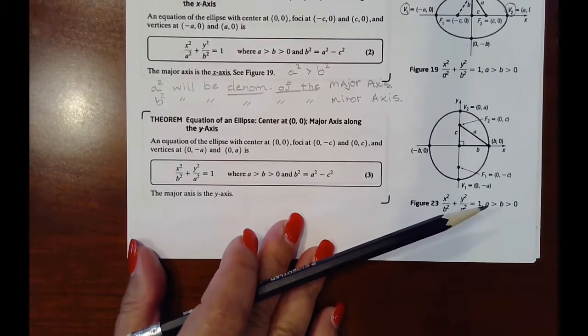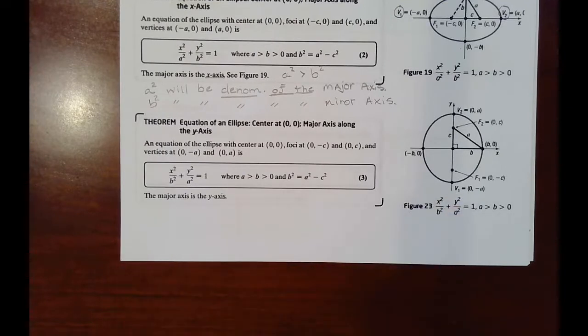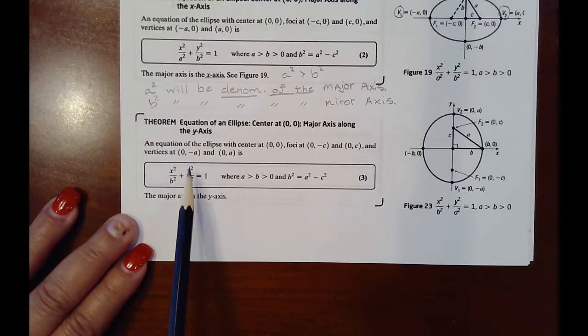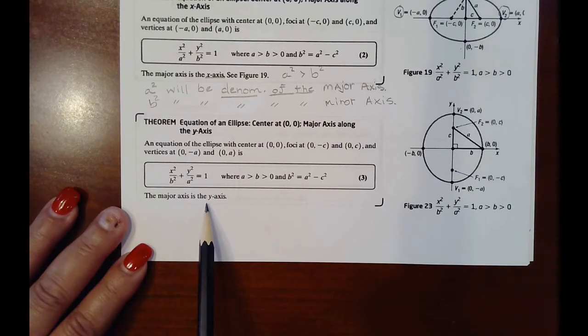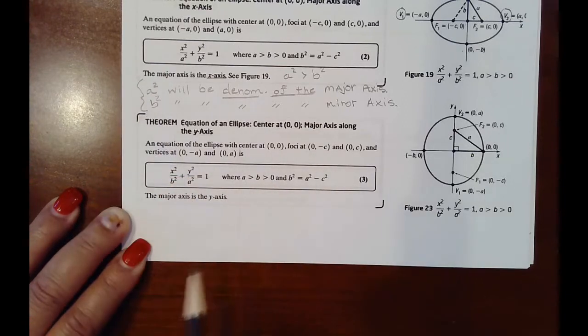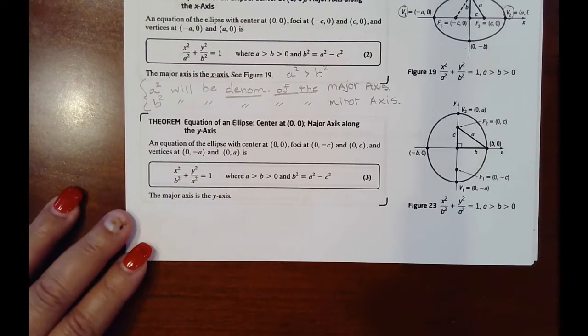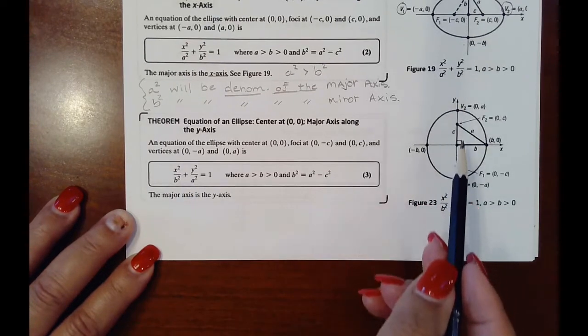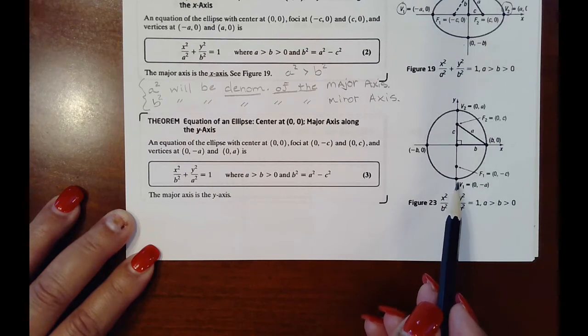Okay, moving on. We have the theorem and the equation of an ellipse, where the major axis is now the y-axis. Notice that instead of the a squared being under the x expression, it is now associated with the y expression. And that just tells you, as I stated earlier, right up here, a squared tells you which axis is going to be the major axis. So when you see the a squared under the y expression, that means that the y-axis is longer, or it is the major axis.